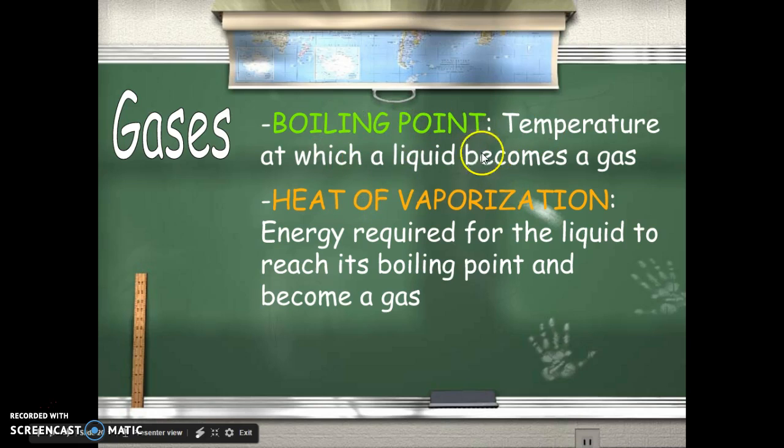Okay, and the amount of energy that's needed to reach this boiling point is called the heat of vaporization. So vaporization, just think of vapor, gas, and that should be easy to understand. How much heat is required to get you to the boiling point and become a gas?